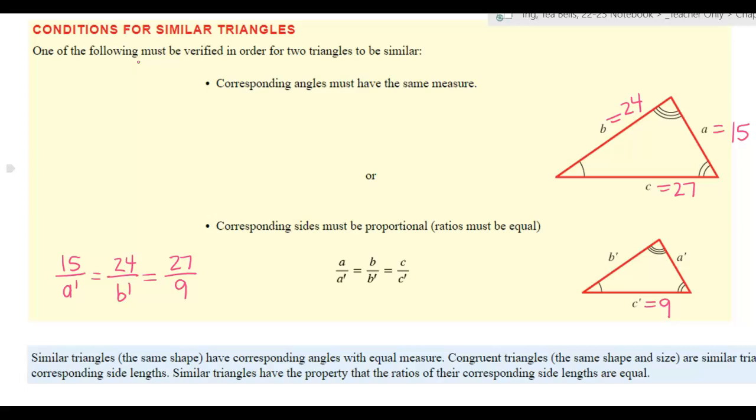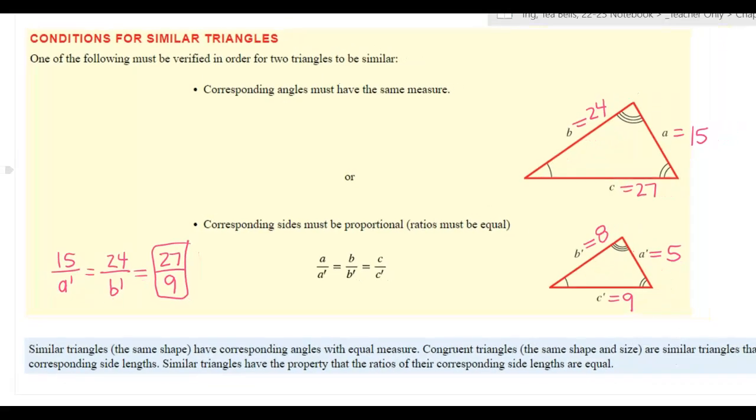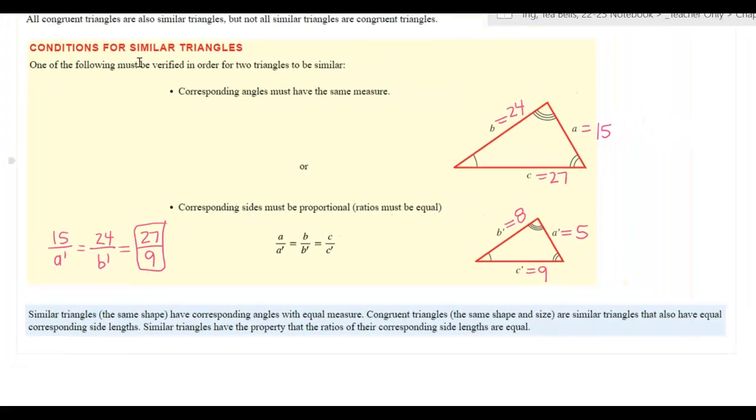Okay, so we can use the fact that to get from 27 to 9, the only piece that we know is we would have to divide by 9. Or not divide by 9, divide by 3. So if we take the other sides and we divide by 3, we could get that B prime is now equal to 8 and A prime would be equal to 5 once we find that scale factor. Okay, and so just to reiterate, similar triangles have the same shape and have corresponding angles with equal measurements. Congruent triangles are exactly the same, so all their angles match up and all their sides are congruent too.